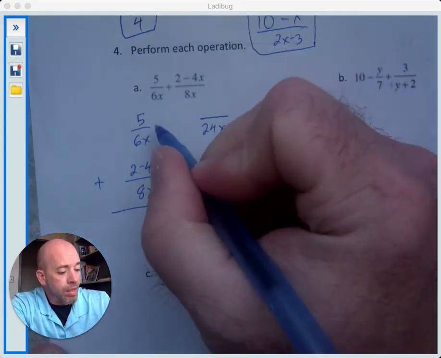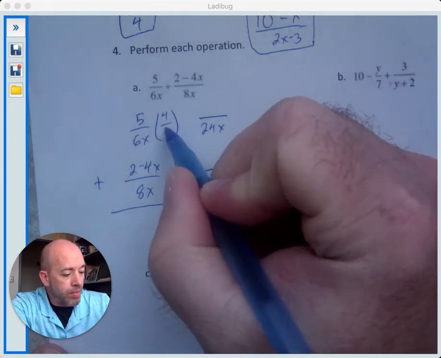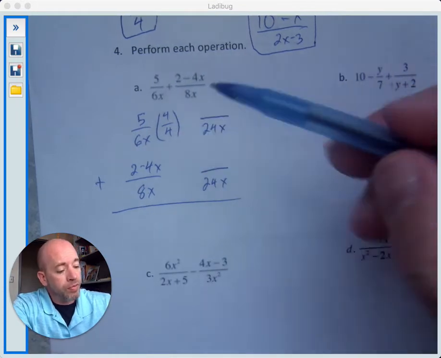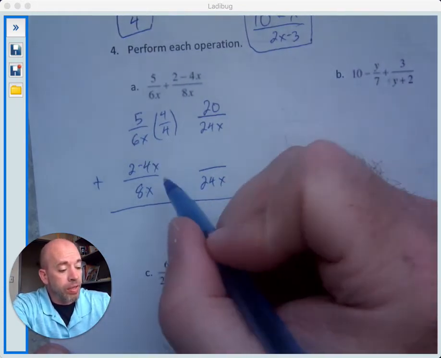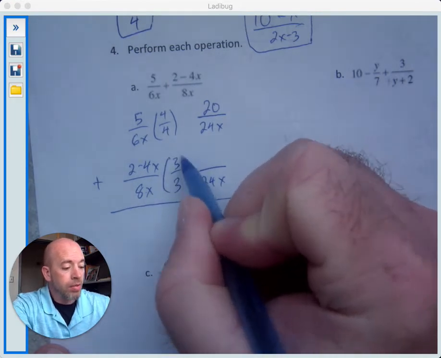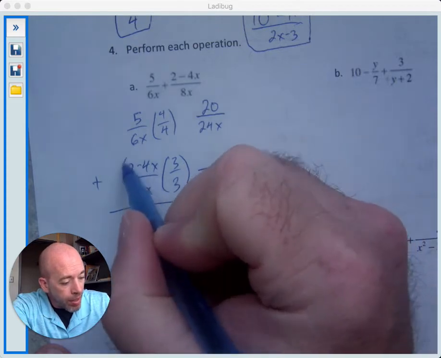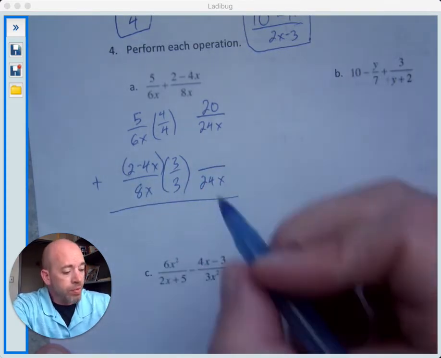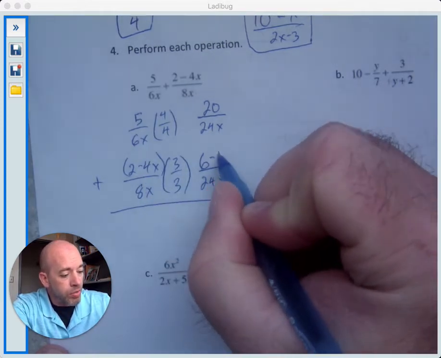Let's see. 6 times 4 is 24, right? So 6x times 4 would be 24x. So we multiply by 4 over 4. Here we get 20. Here we have to multiply by 3 over 3, right? Now, again, a fraction bar is a grouping symbol, so that 3 gets distributed through both parts of this. So we have 3 times 2, which is 6, and 3 times negative 4x, which is minus 12x.